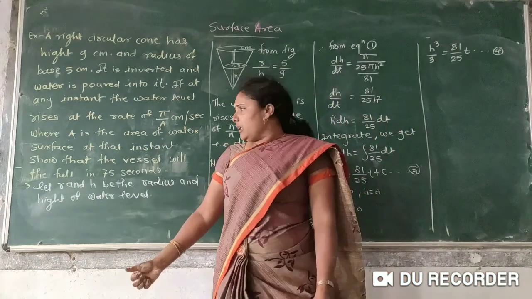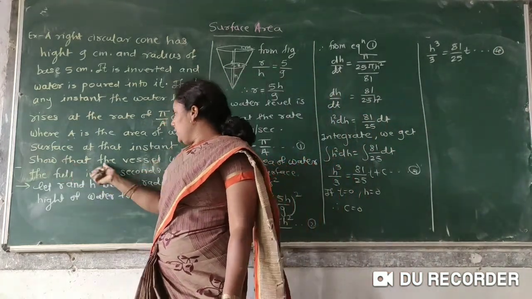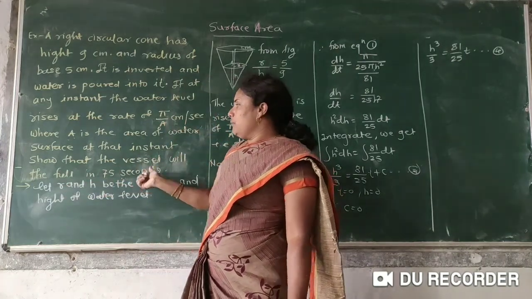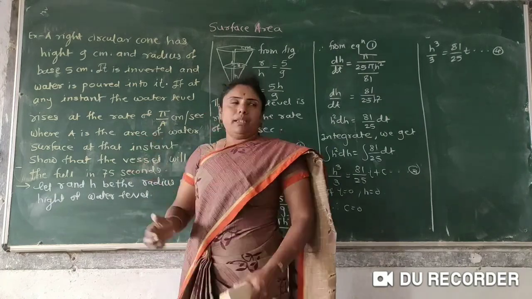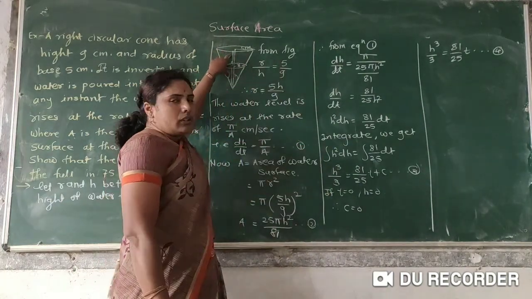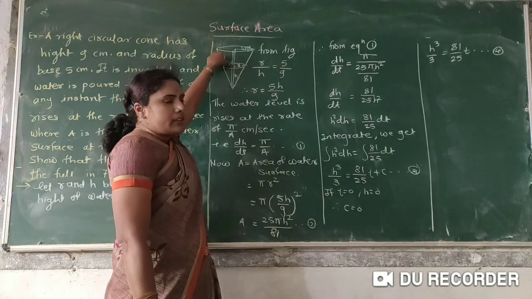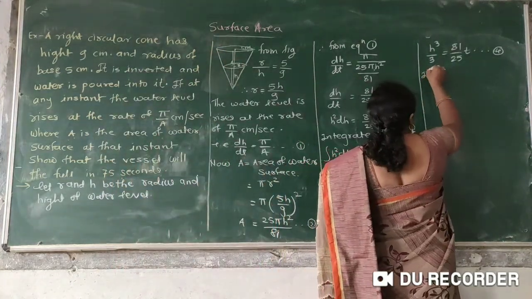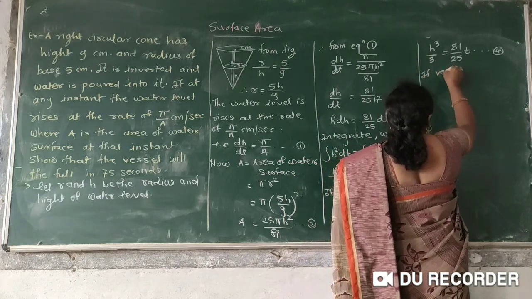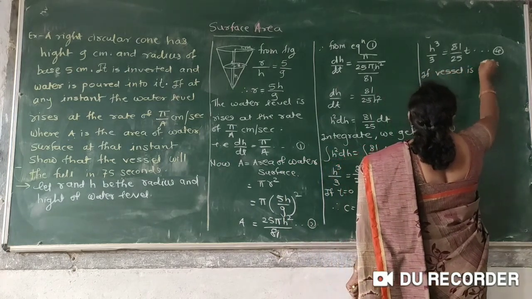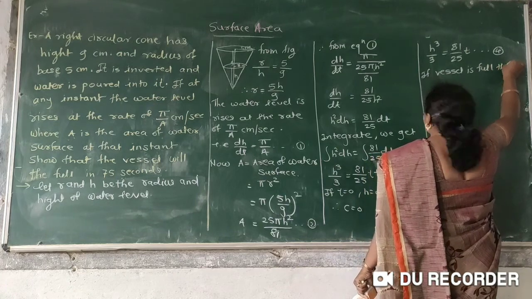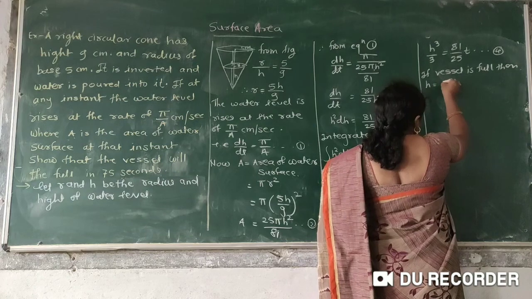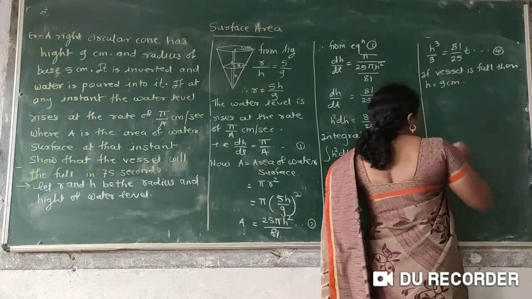Now what do you have to find out? Show that the vessel will be full in 75 seconds. That means the vessel will be completely full of water, that is, the height of the water level will be 9 centimeters. Therefore if the vessel is full, then H equal to what? Height of the water level will be 9 centimeters.